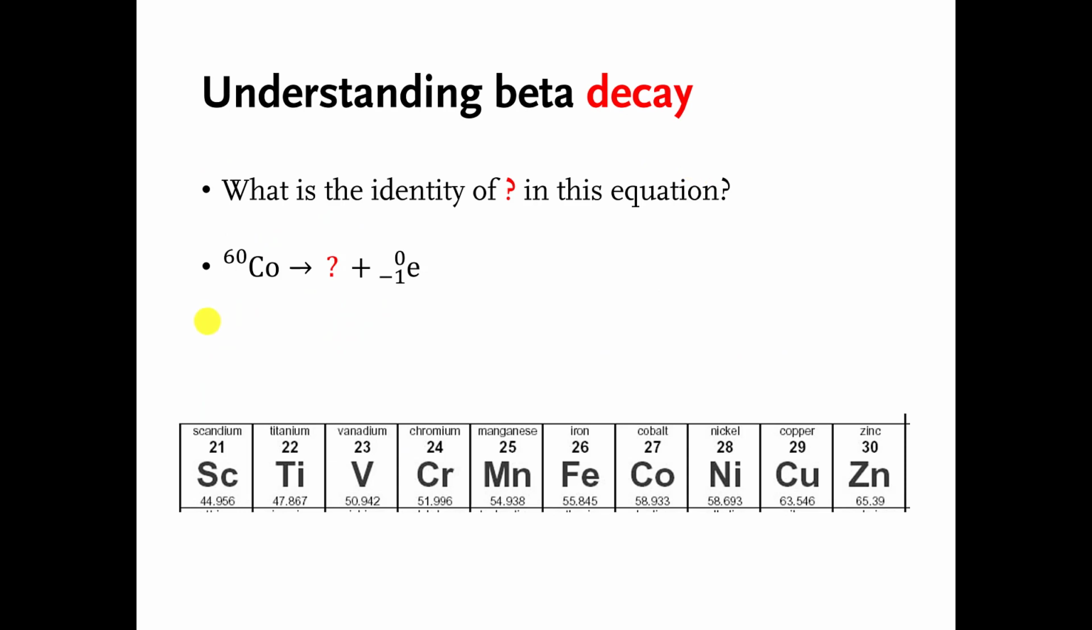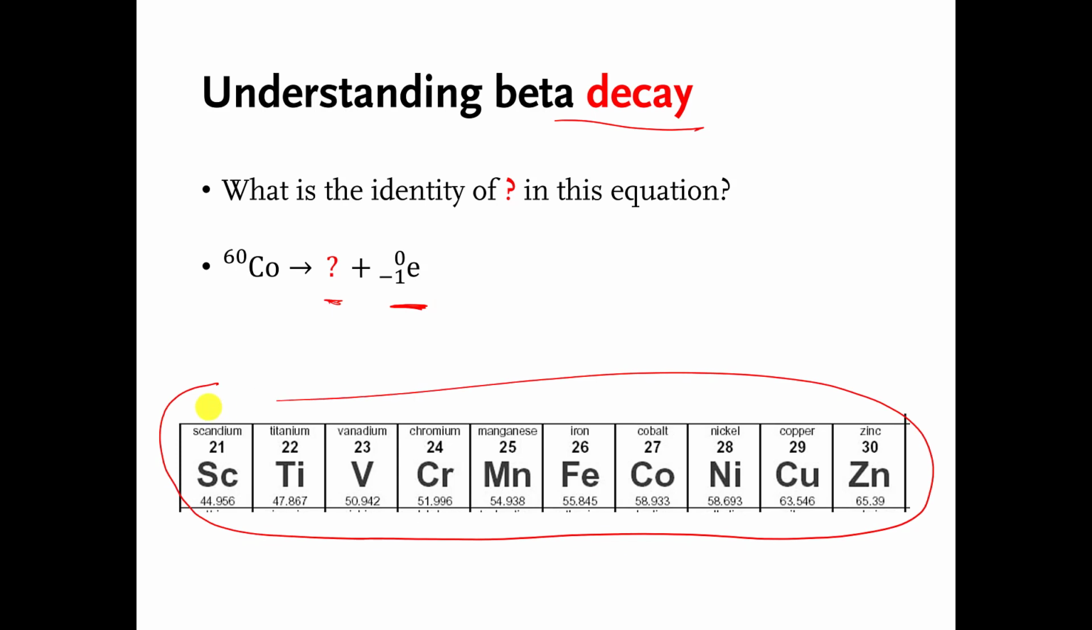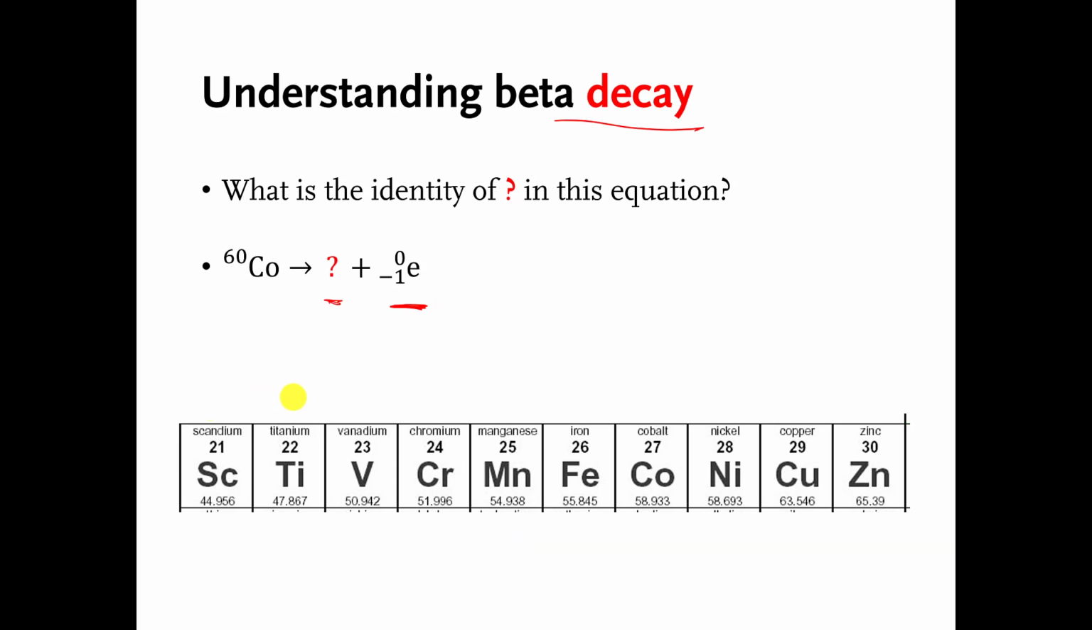Here is another sort of sample problem with a question mark. You can pause the video, but this is just another example of beta decay because you can see an electron is getting fired off. This part of the periodic table is enough to let you figure out the identity of the question mark. So like I said, you can pause the video and think about that.